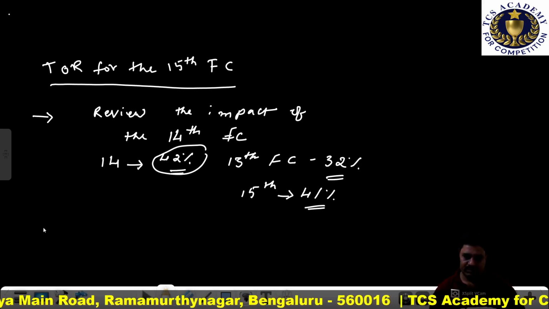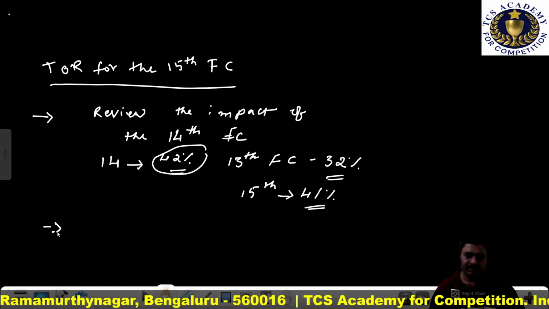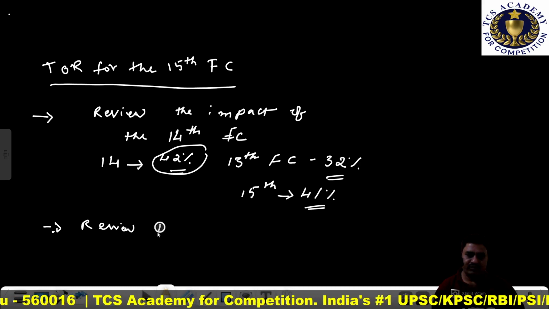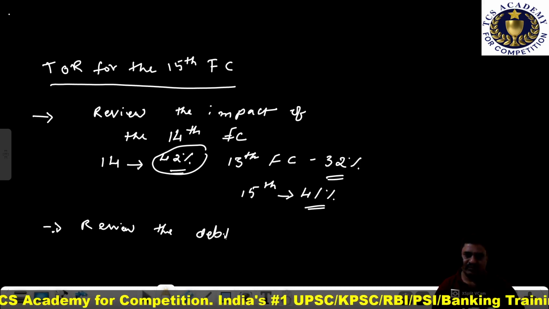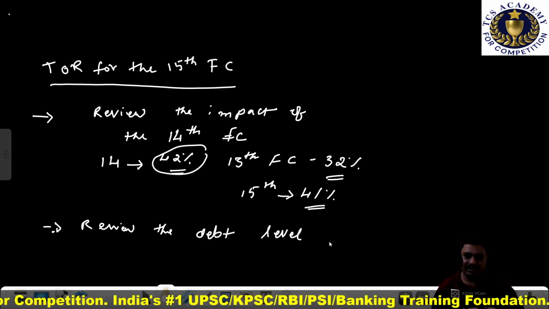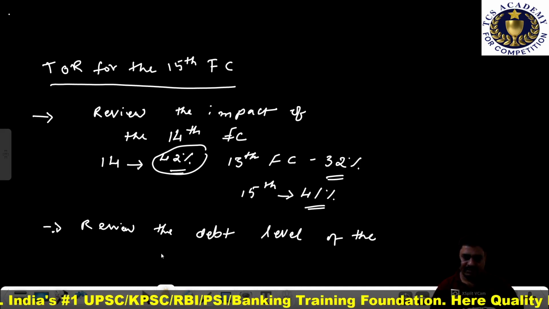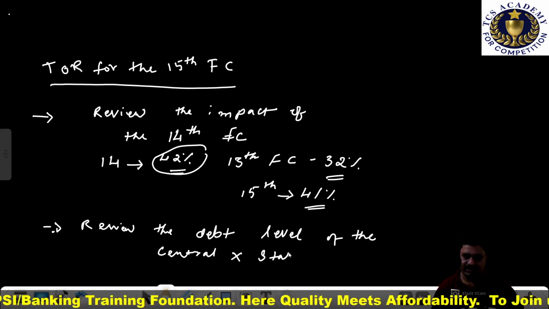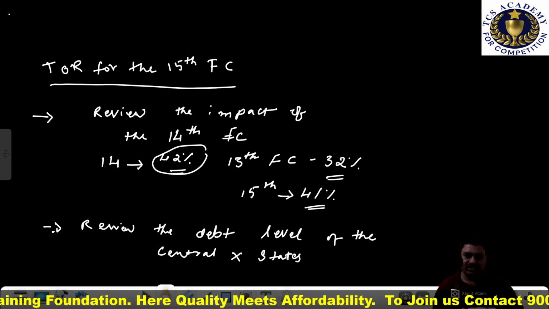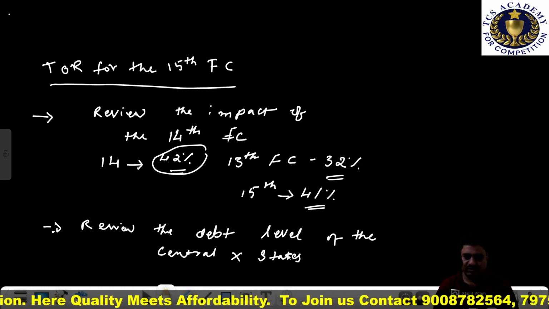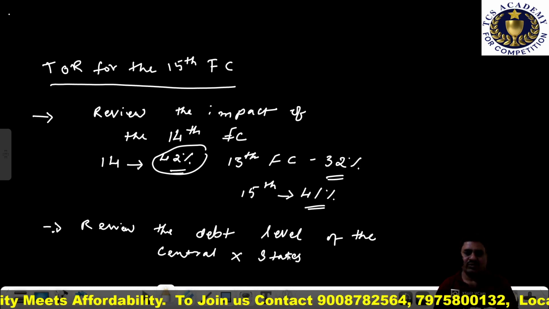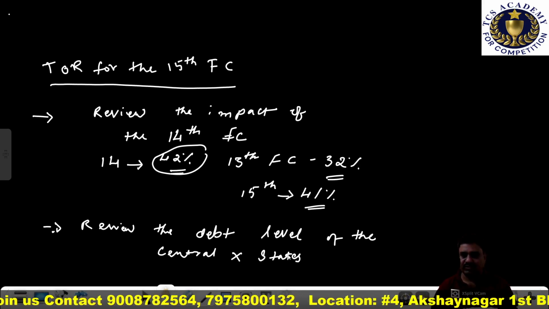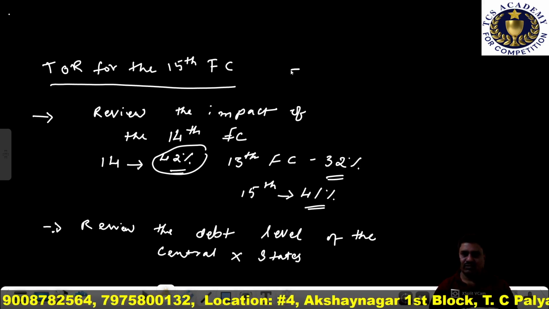Now, the second important terms of reference to the current Finance Commission is to review the debt level of the central government and state government. One of the important tasks given to the 15th Finance Commission is to conduct the review of the debt level of the central government and state government and to recommend a roadmap in this regard. That is another important terms of reference.